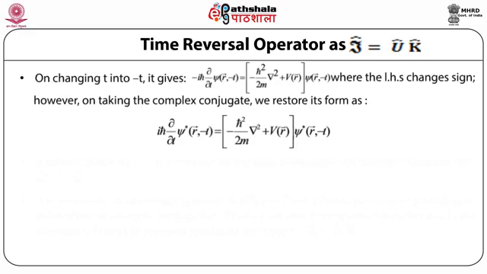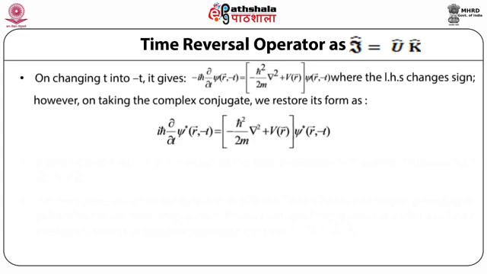Now when we change the time in this time dependent Schrodinger equation from t to −t, it yields the equation −iħ times the partial derivative with respect to time of the wave function ψ(r, −t), and this is equal to [−ħ²/2m ∇² + V(r)] acting on the wave function ψ(r, −t).